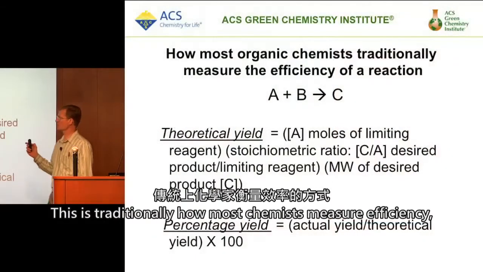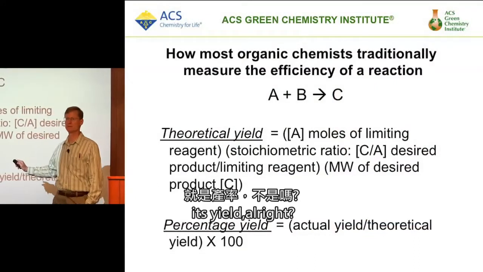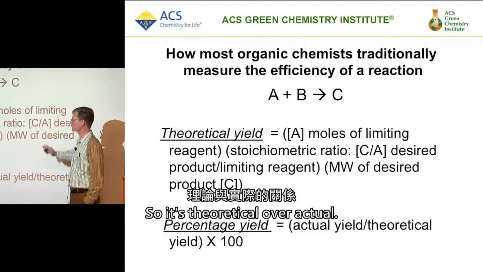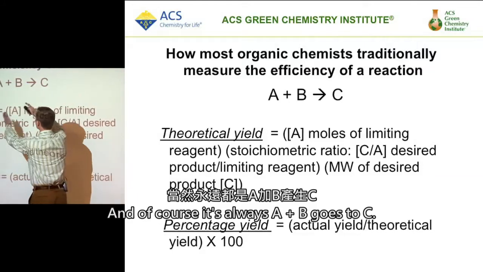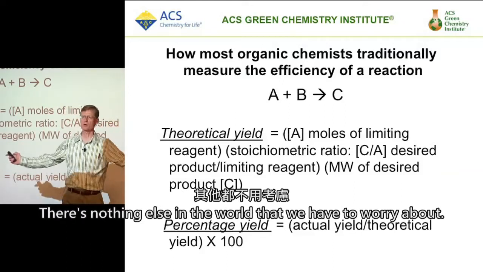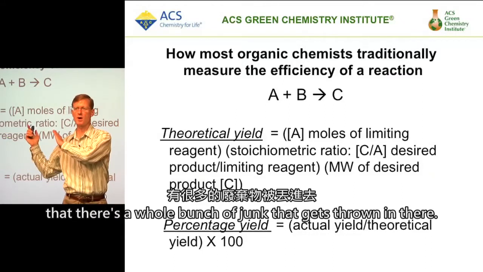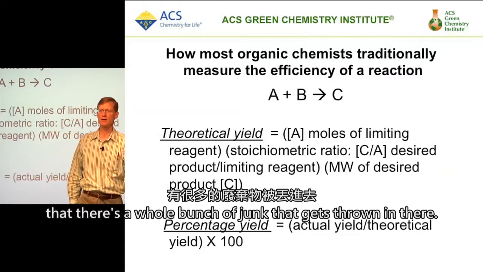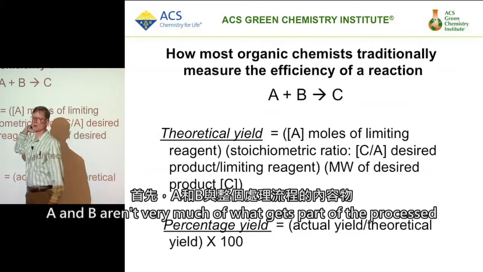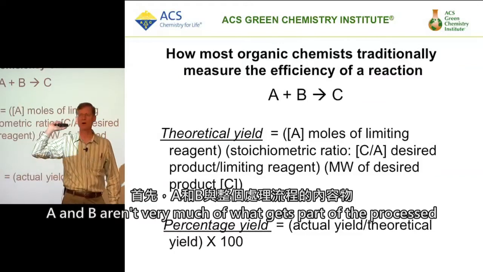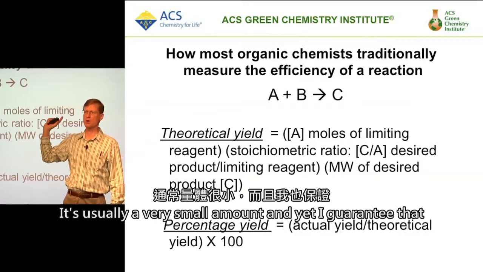This is traditionally how most chemists measure efficiency. It's yield. All right? So it's theoretical over actual. And, of course, it's always A plus B goes to C. There's nothing else in the world that we have to worry about. But again, what you learned in that process is there's a whole bunch of junk that gets thrown in there, and very little of it ends up as C. And oh, by the way, A and B aren't very much of what gets part of the process to begin with. It's usually a very small amount.